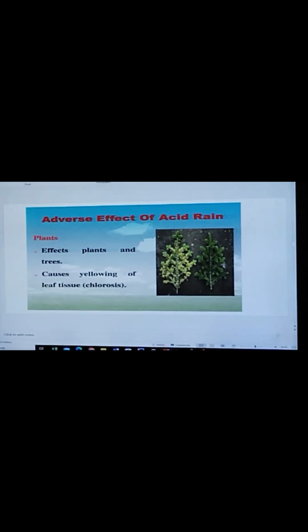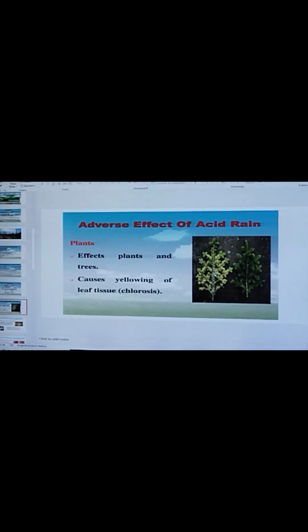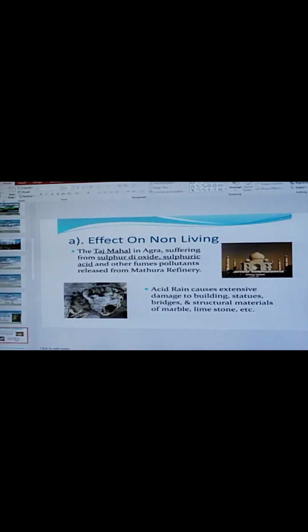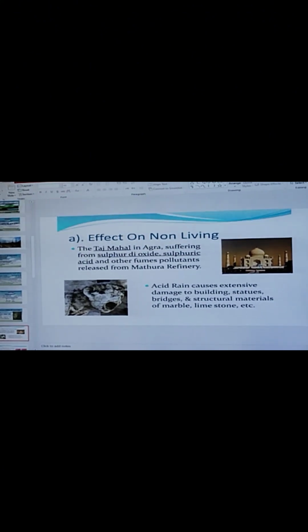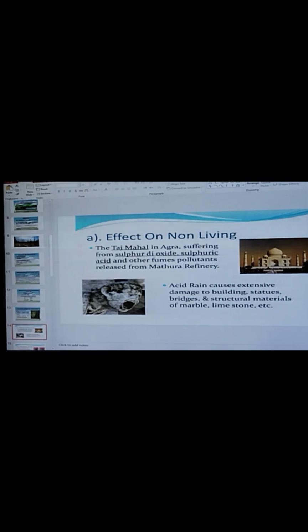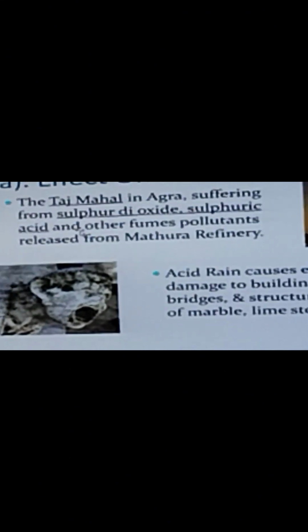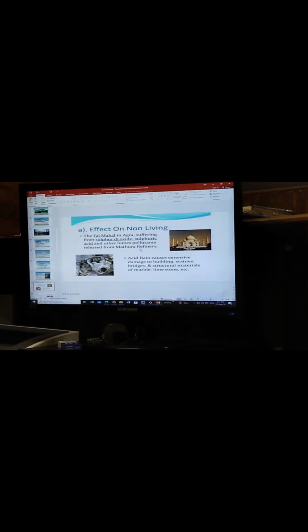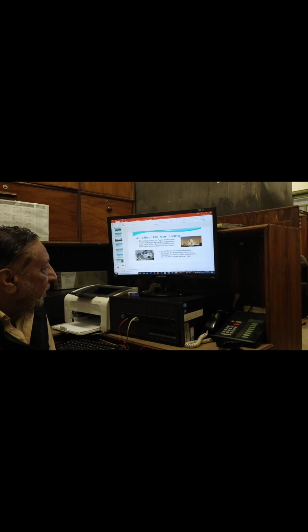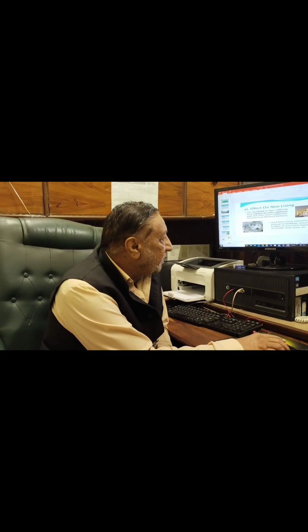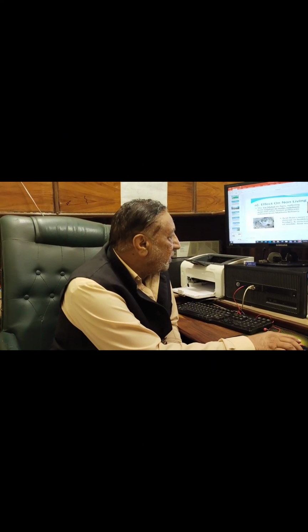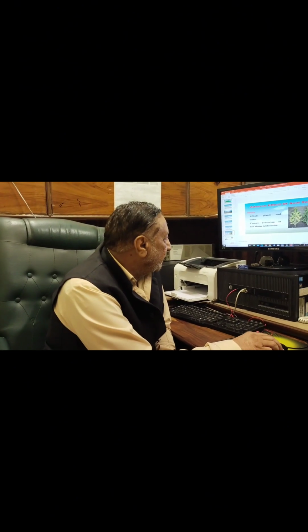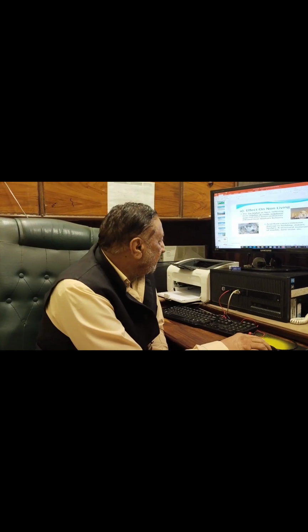And then coming to another point, how it affects plants and causes yellowing of the tissues. And you can see that this is the green plant, and this is the same plant after acid rain. And then coming to the effect on non-living things, you can see even the Taj Mahal is affected by the acid rain. The Taj Mahal in Agra is suffering from sulfur dioxide, sulfuric acid and other fumes released from the Mathura refinery that is very near to it, and acid rain causes excessive damage to buildings, statues, bridges, structural materials, marbles and other things. So that was the non-living thing.